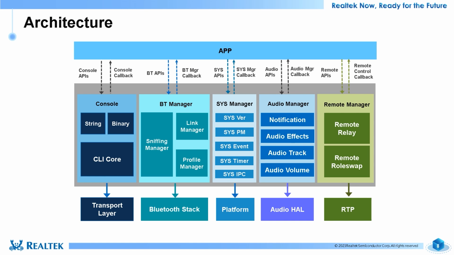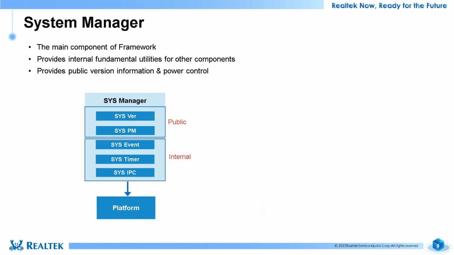In the middle is the system manager, which is the main control module. This is the first module to get initialized when the framework is initialized, followed by other function modules like the BT manager, audio manager, etc. Next, let's go more into the system manager. As I mentioned earlier, this system manager is the main component of the framework, and it provides the internal fundamental utilities for other components and provides the public version information and power control. So as the main component of the framework, before using another module, the system manager must get initialized first.